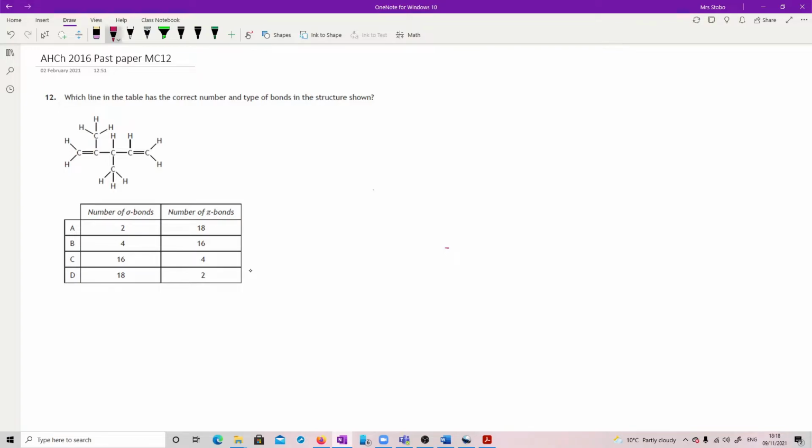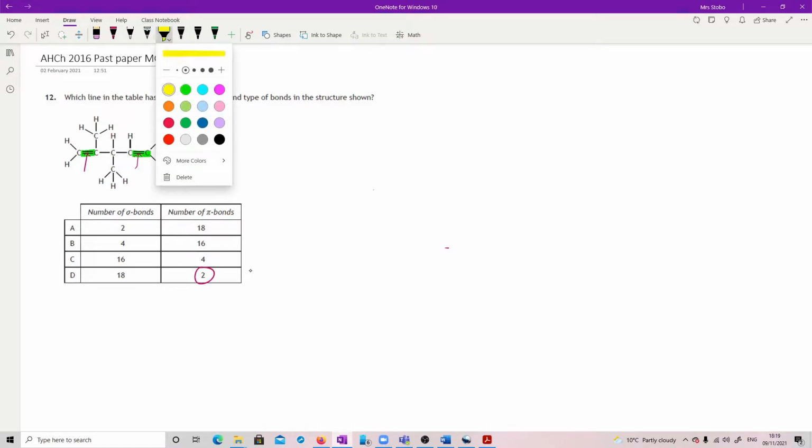Which line in the table has the correct number and type of bonds in the structure shown? You could make your life very, very easy here by recognising that there are actually only 2 pi bonds, and it is really only one of these ones in here. The other one in there is a sigma. So there's your 2. And then just to do your count, let's change this colour here. 1, 2, that third one in there, 4, 5, 6, 7, 8, 9, 10, 11, 12, 13, 14, 15, 16, 17, 18. But you could have got that answer just from the 2.